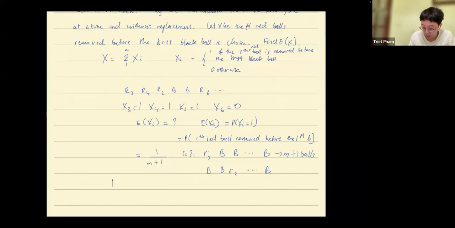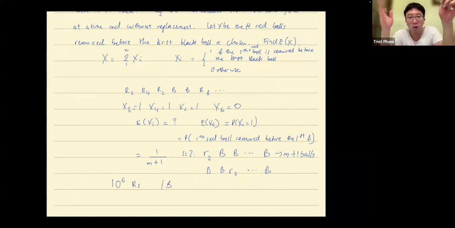Suppose you have 1 million red, 1 black, right? Suppose 1 million and 1 of you guys line up, and 1 million of you guys wear a red shirt, right? And 1 guy wears a black shirt. But randomly, what's the probability that you will be removed before the guy who wears a black shirt?